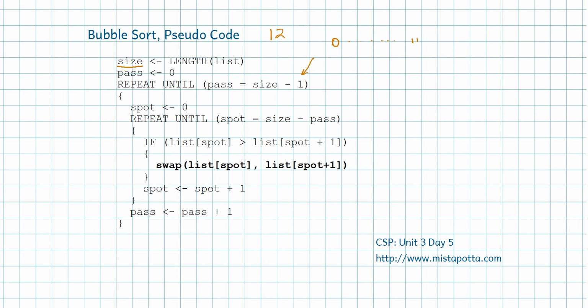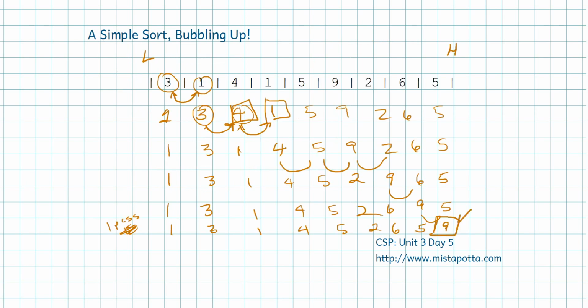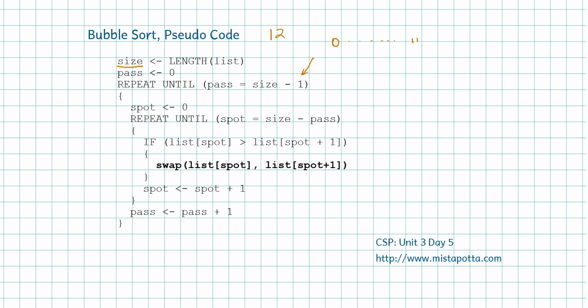Every time I go through the list, I only get one number guaranteed. So the second time I go through the list, this number would be the next biggest number. The third time I go through the list, this would be the next biggest number, and so forth. So I have to go through and make a number of passes equal to the size of my list minus 1.